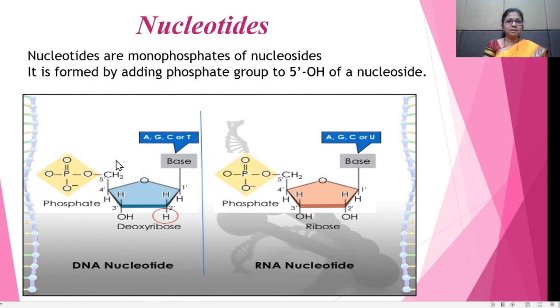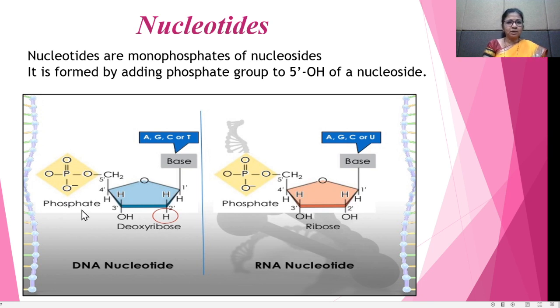The nucleotides contain three parts, as we studied, and these nucleotides are the monophosphates of nucleosides. See here, nucleotides are monophosphates of nucleosides. We understand here that the nucleosides are the sugar and base. This is called the nucleoside, and when the nucleoside is linked with a phosphate group, it is called a nucleotide.